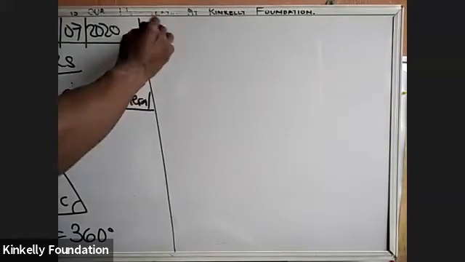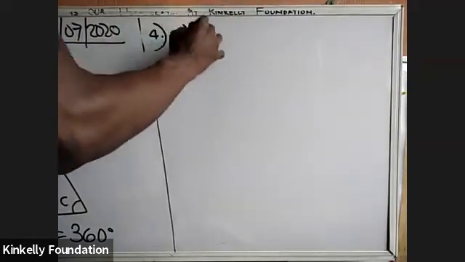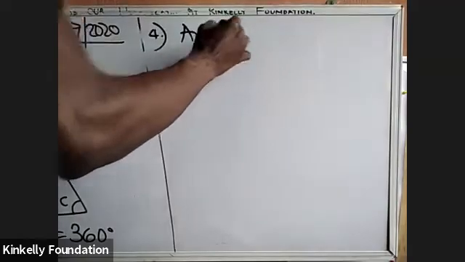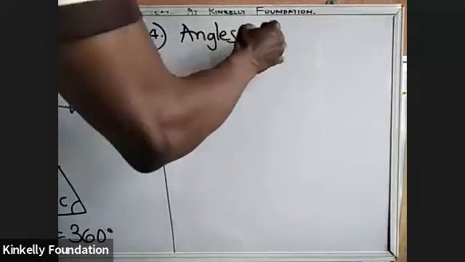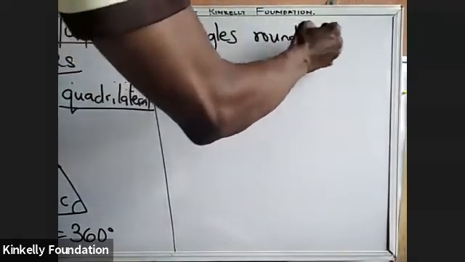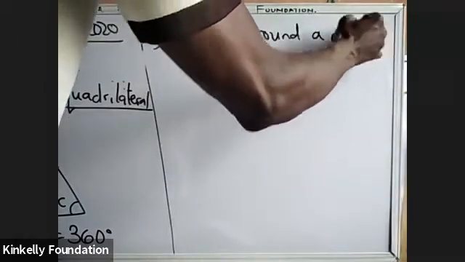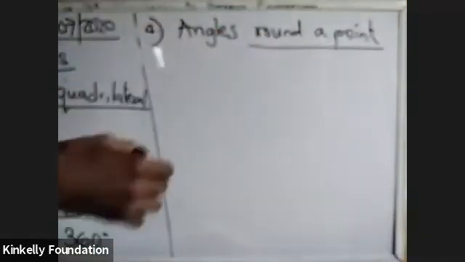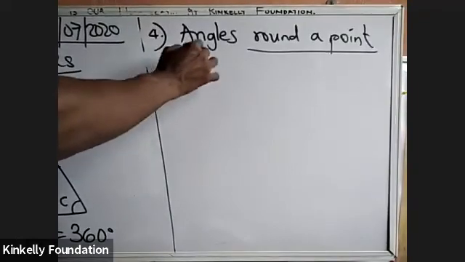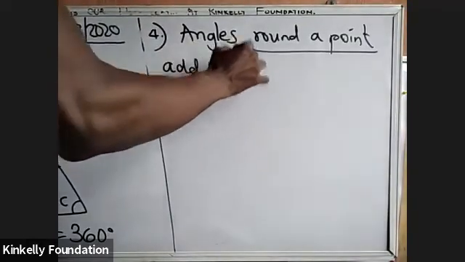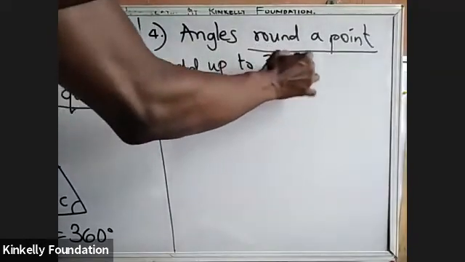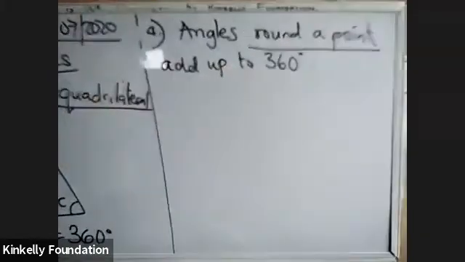The fourth one says that angles round a point add up to 360.